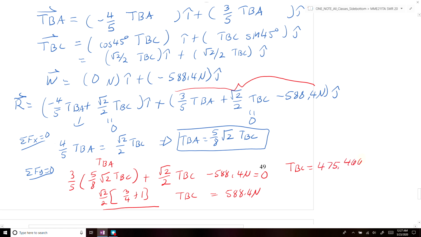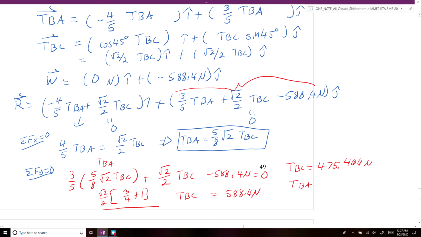475.499 newtons, and we get TBA is equal to 420.285 newtons. Once we solve for TBC, we could then plug it into this equation here and solve for TBA. If you round those both to three significant figures, we get 475 newtons for TBC, and we get 420 newtons for TBA.